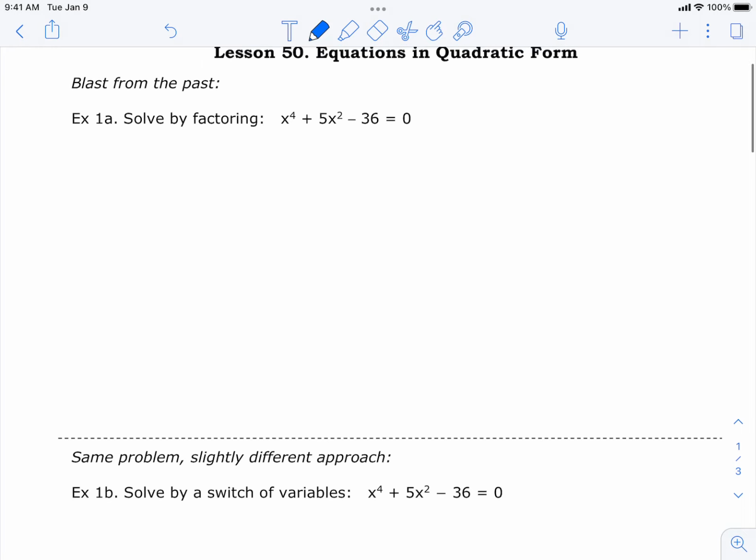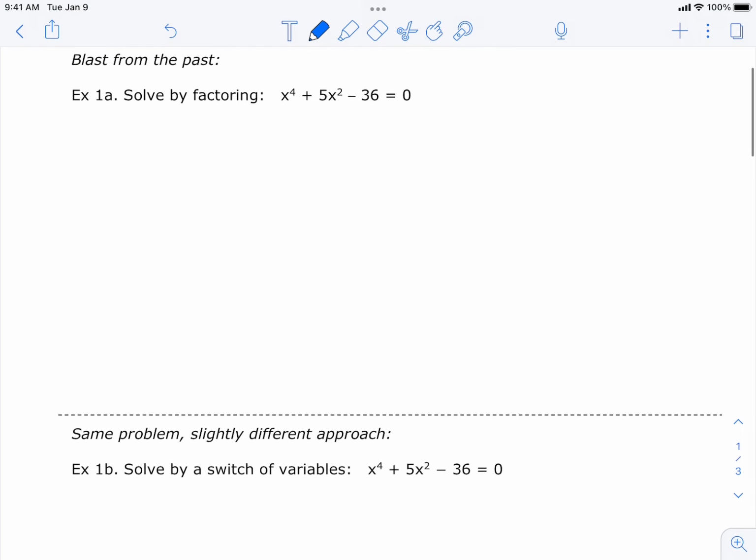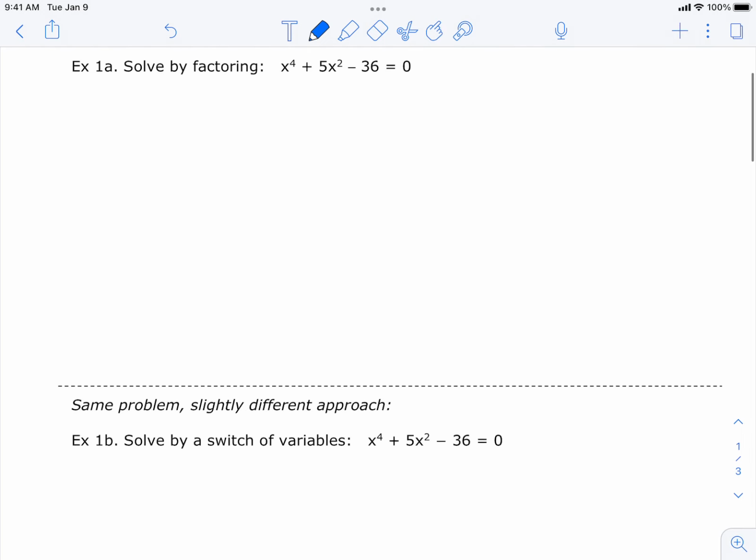First, a blast from the past. First, let's just solve this equation in a way that we know how. Just by factoring. So we've solved equations by factoring in lessons 47, 48. How would you factor this thing? It's three terms. It's a trinomial, so usually you think in terms of some kind of unfoil type of thing, right? So then you say, well, x to the fourth, how would I break that up? I could break it up as x squared times x squared. And then I've got a negative 36.